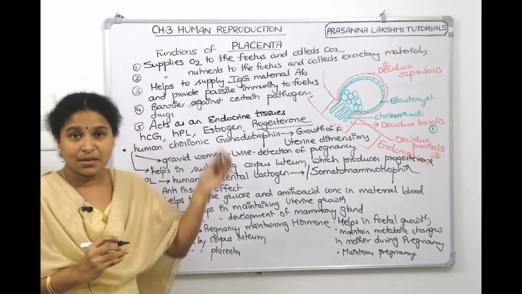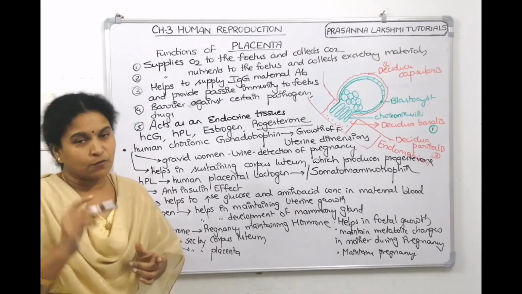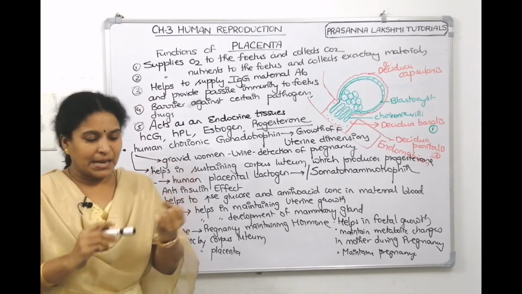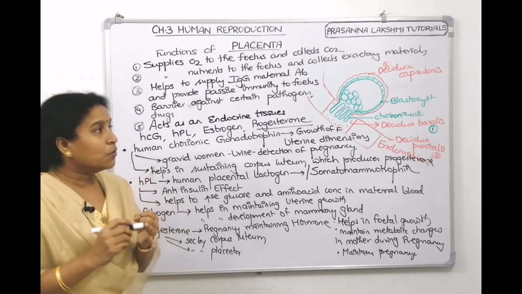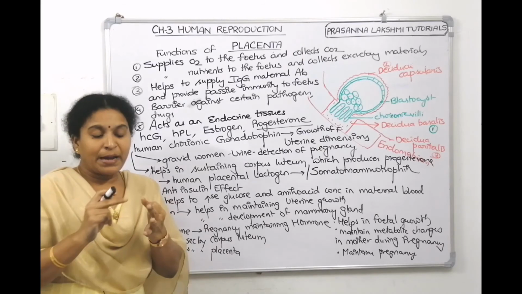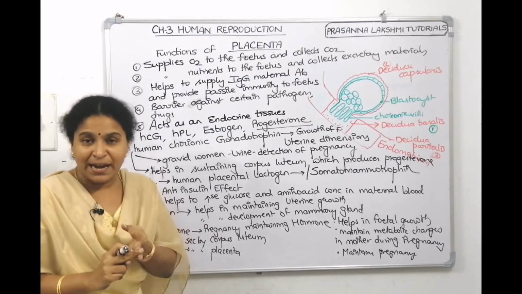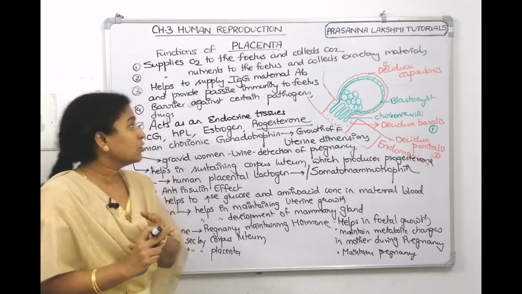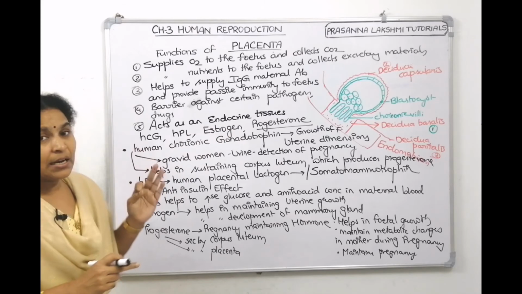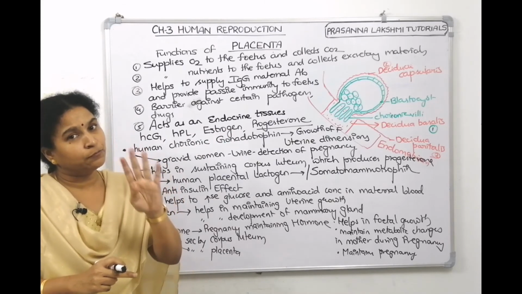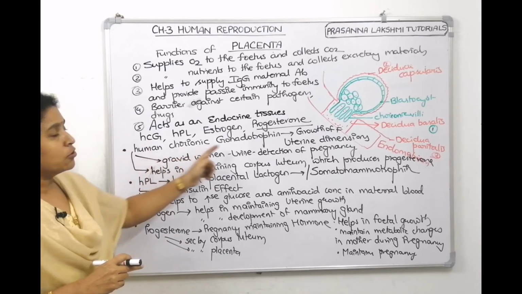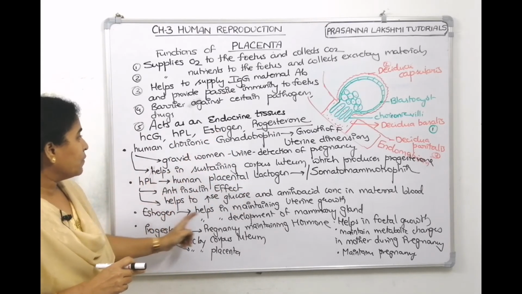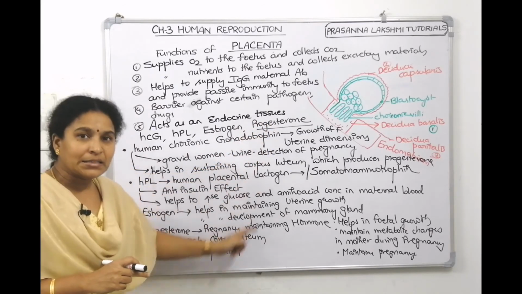So, what did we discuss in this board? We were discussing the functions of the placenta. Placenta will help in gases exchange. Placenta will help in nutrient exchange. Placenta will provide passive immunity by supplying IgG antibodies. Placenta will act as a barrier to stop the toxins, pathogens entering into the fetus. Placenta acts as an endocrine tissue. It secretes 4 hormones: HCG, human chorionic gonadotropin; HPL, human placental lactogen; estrogen, female sex hormone; progesterone, pregnancy maintaining hormone.